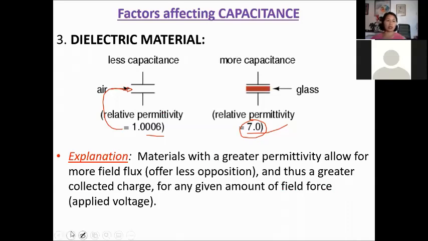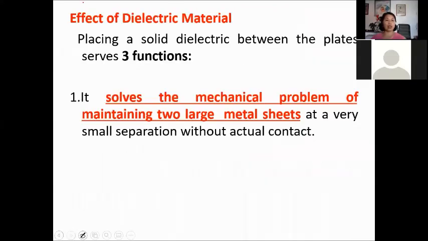Okay, so ma-illustrate natin yun mamaya. Next, effect of dielectric material. Ano ang effect ng dielectric material? Functions ng dielectric material. Bakit ilagay doon as palaman? Sa pagkain, sa bread, 2 slices of bread, ilagay yung palaman para mapasarap yung bread.